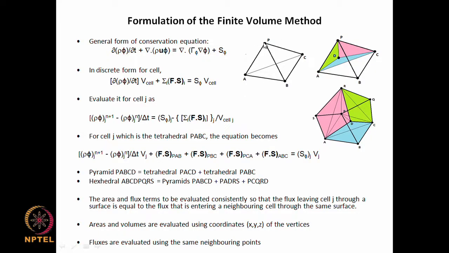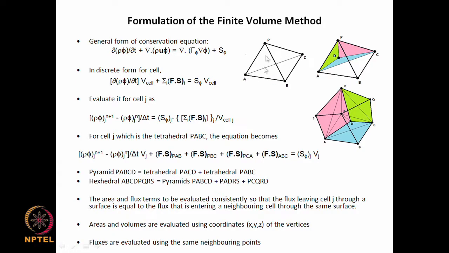For example, if you take this tetrahedral cell which has 4 triangles as the faces, you have a bottom face which is ABC, and then you have this face which is PBC, another triangular face PAB, and another triangular face PAC.